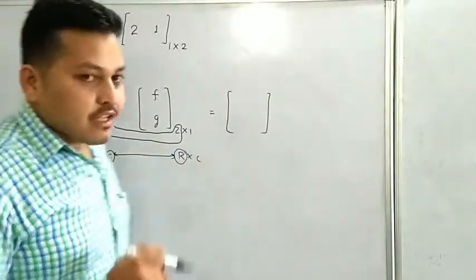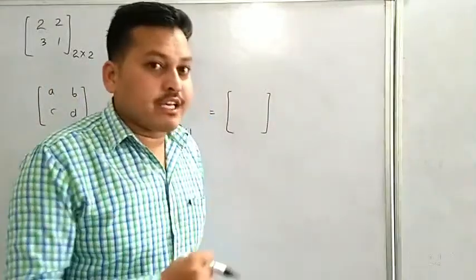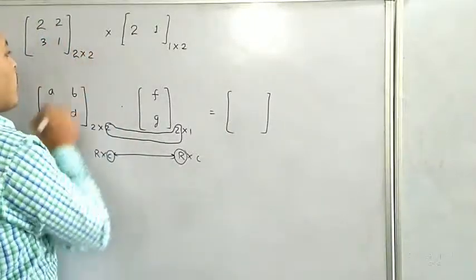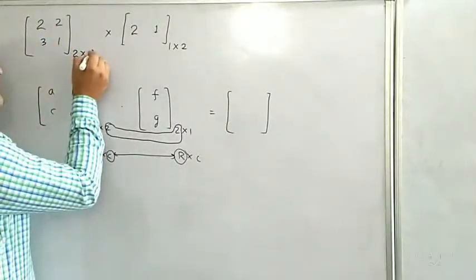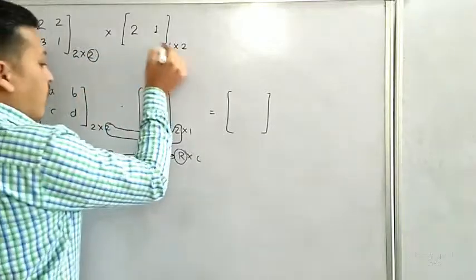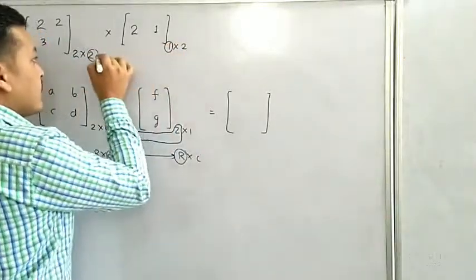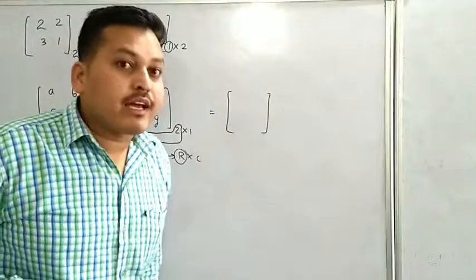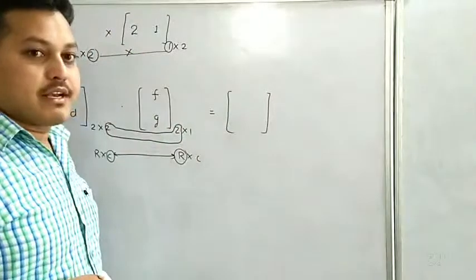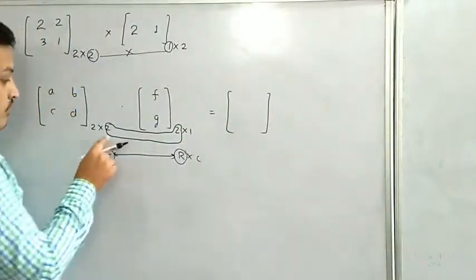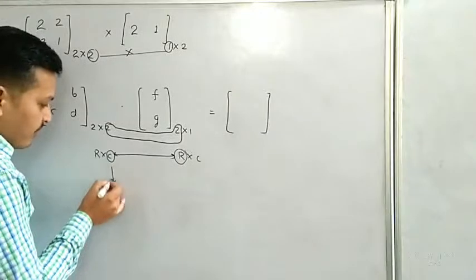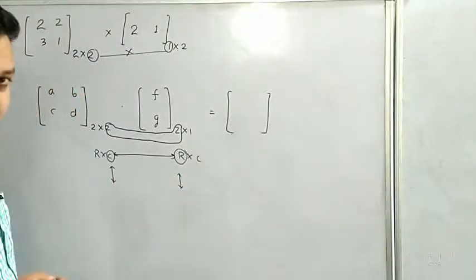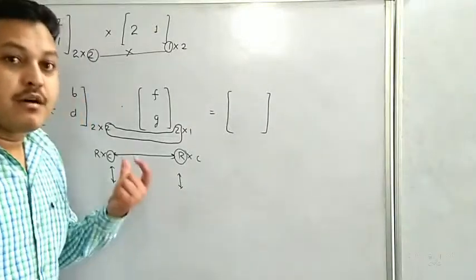then we can say that the product of the two matrices is possible. So check here: what is the column of the first matrix? It is 2. And what is the row of the second matrix? It is 1. Both are not equal to each other, so this time we cannot calculate the product of these two matrices. Remember this point: when the column of the first matrix and the row of the second matrix are equal, then their product is possible.